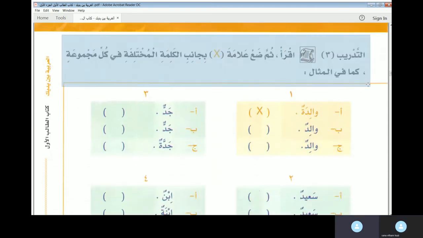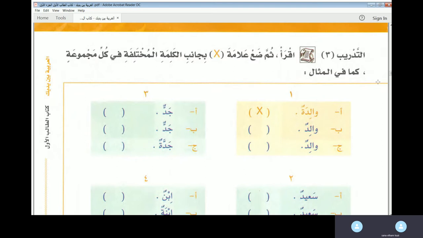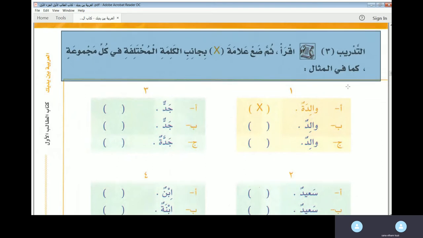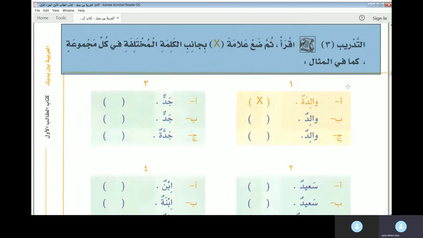Next, at-tadribu thalith. Iqra thumma da alamata. What do you say for wrong in Arabic? Khata. Khata.